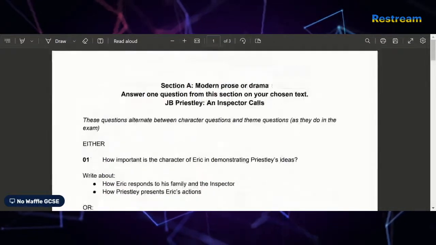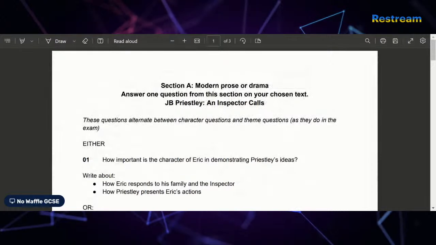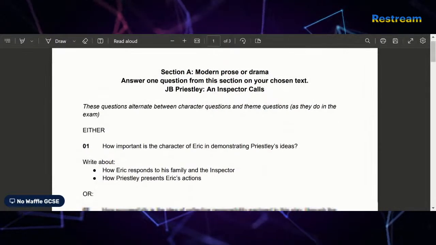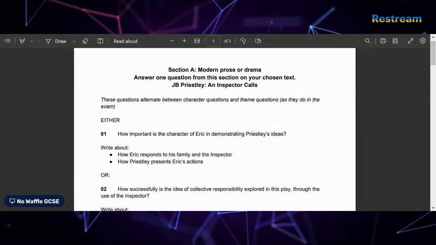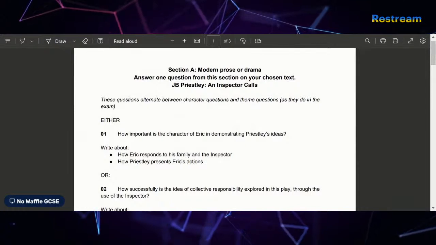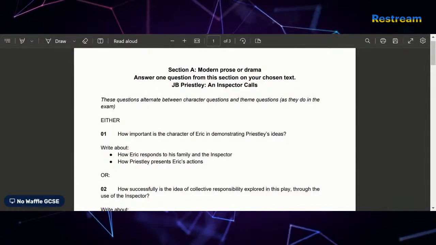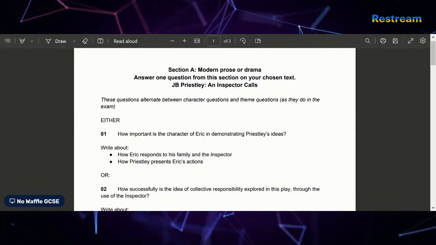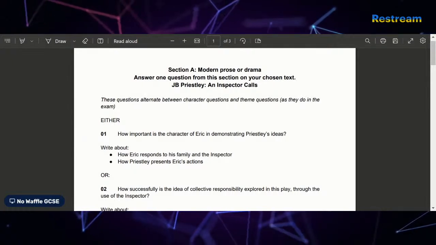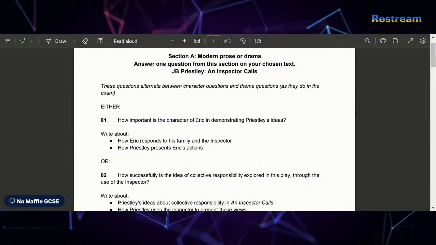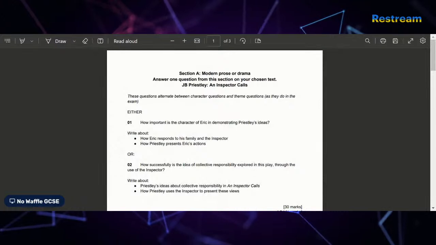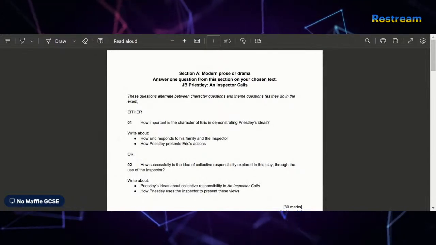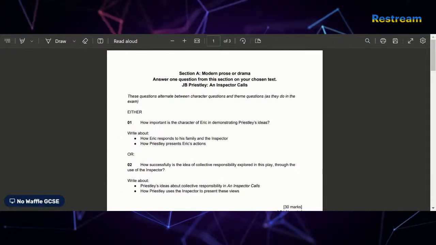So this is going to be section A. When you're looking for An Inspector Calls, it will always be section A, and it'll go under the modern prose or drama section. And you're going to get a choice. An Inspector Calls is always a choice question. Normally it tends to be either a character or a theme. The character question will be something like, how important is the character of Eric in determining Priestley's ideas? And then the theme will be something like, how successful is the idea of whatever theme it is, in this case, collective responsibility, explored in the play?